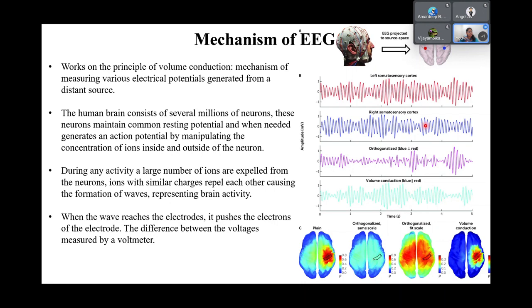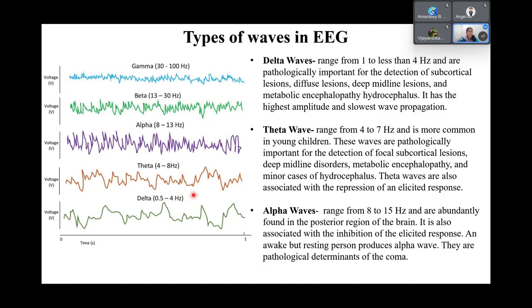The next in line is the theta wave. They have a range of 4 to 7 hertz, and this is mainly in young children. So when young children are being studied for EEG, the main wave that is looked into is the theta wave. They are used for focal subcortical lesion detection, or again midline disorders. So all the activity that was being looked at by delta waves in adults is looked at by theta waves in the young.